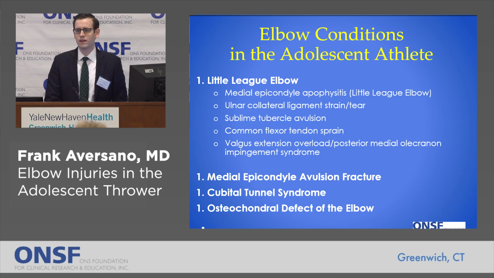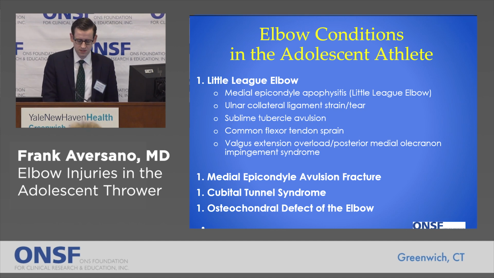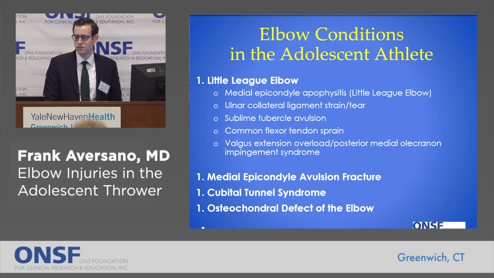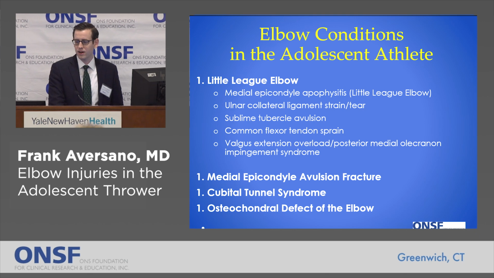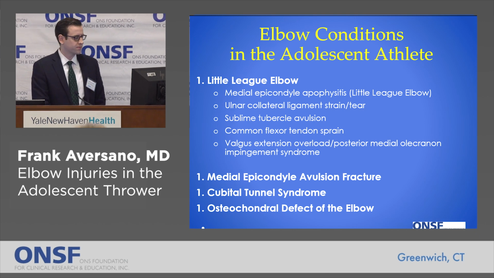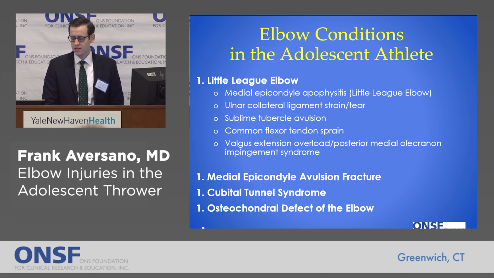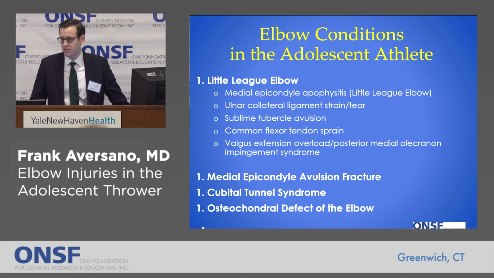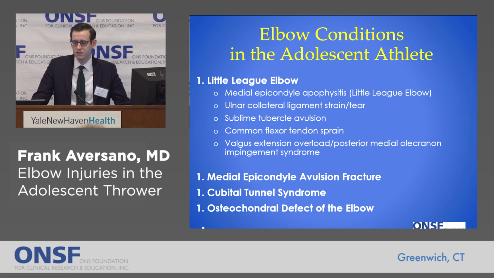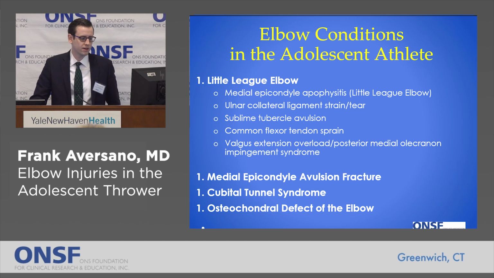So today we're going to talk about elbow conditions in the adolescent athlete. The majority of these conditions predominantly affect throwers, but there are certain conditions that also affect other athletes, which we'll touch on briefly. So the main constellation of pathology that we're going to talk about is something called Little League elbow, and it can be a combination of injury to multiple parts of the elbow that is a result primarily of repetitive stress on the immature skeleton in adolescent athletes.